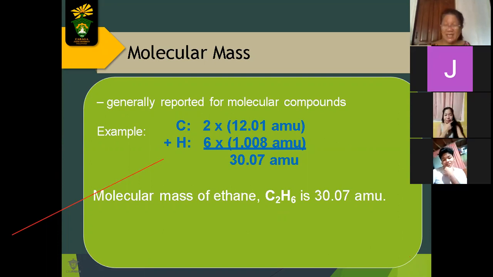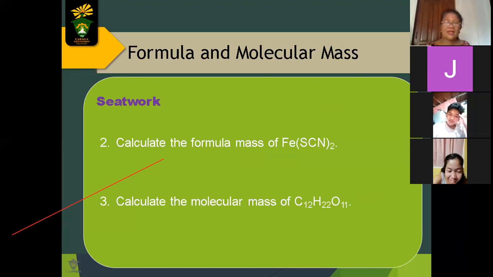Okay, yes. This is just for an example here. So that is the difference between formula mass and molecular mass. Formula mass is for ionic compounds. Molecular mass is for covalent compounds. Okay?